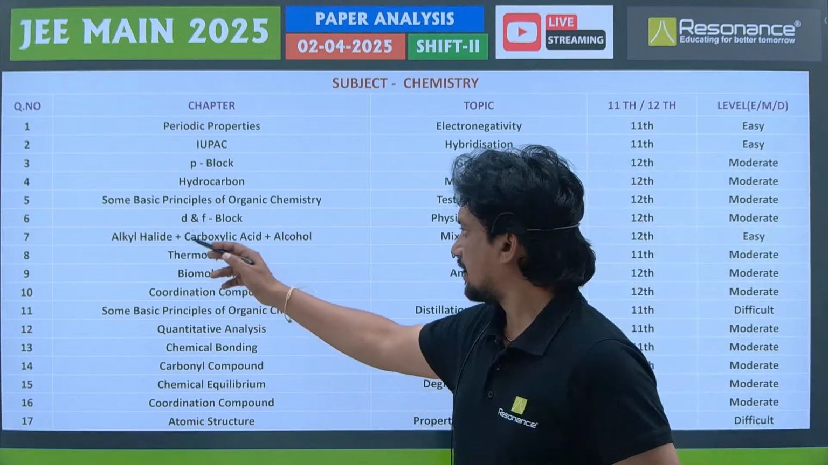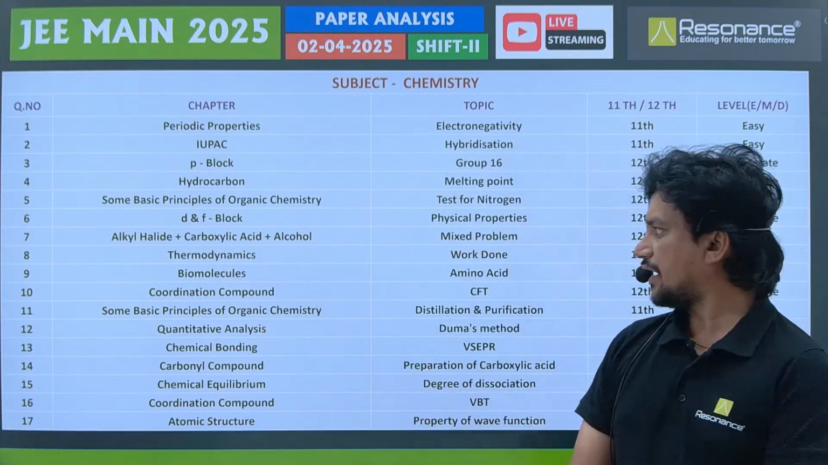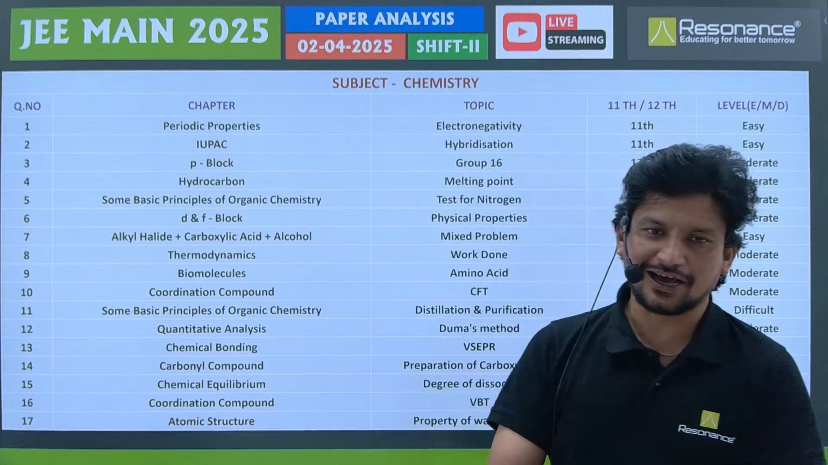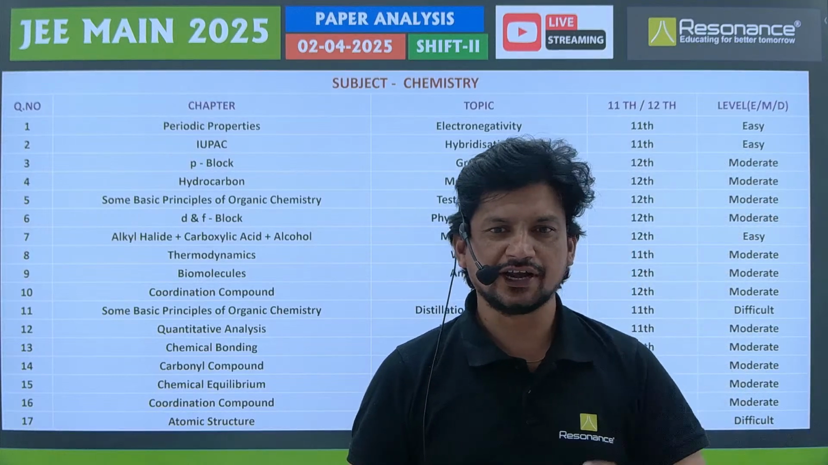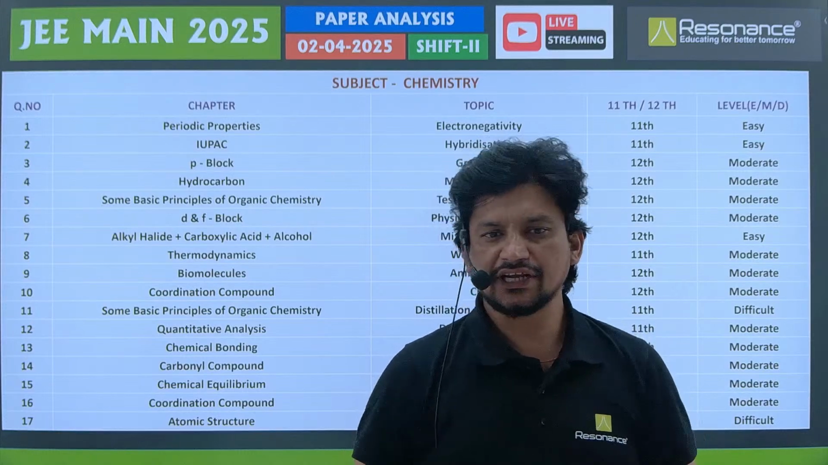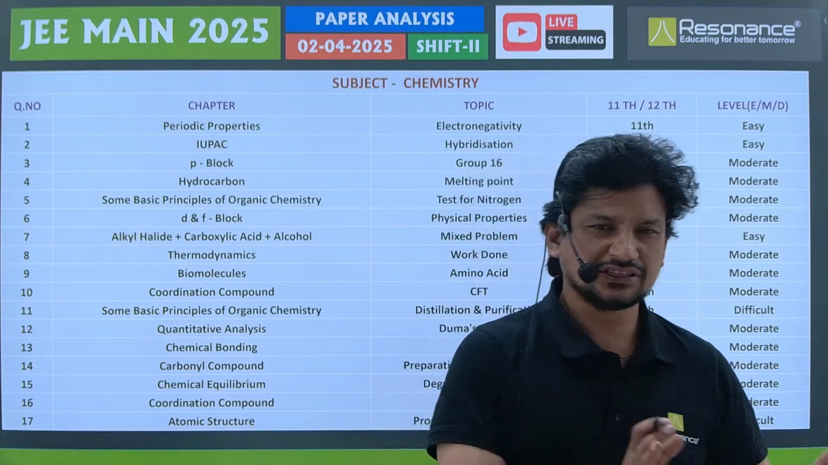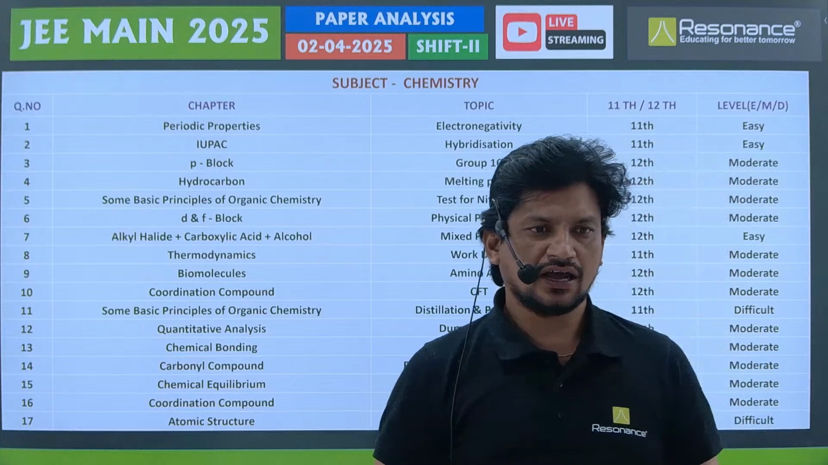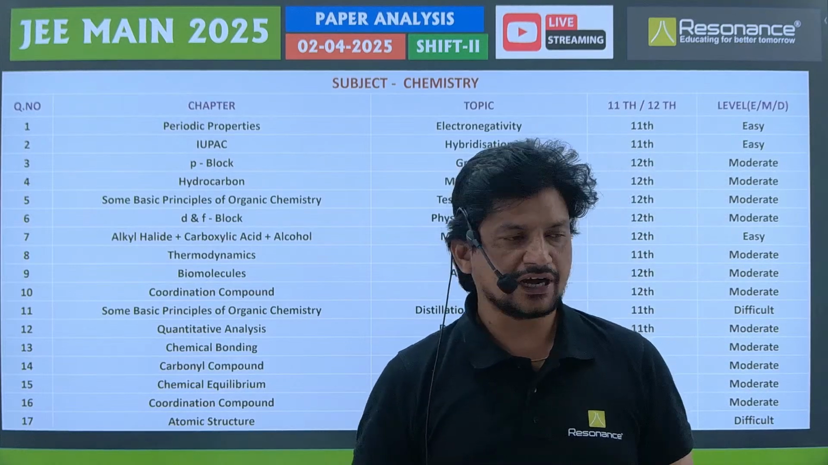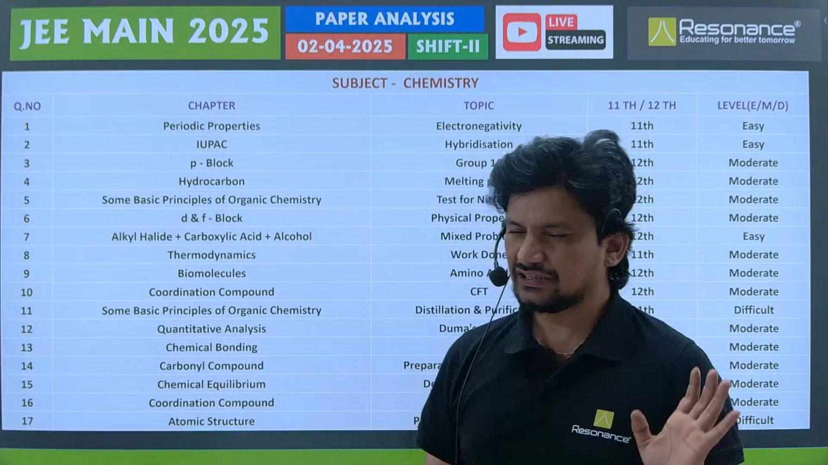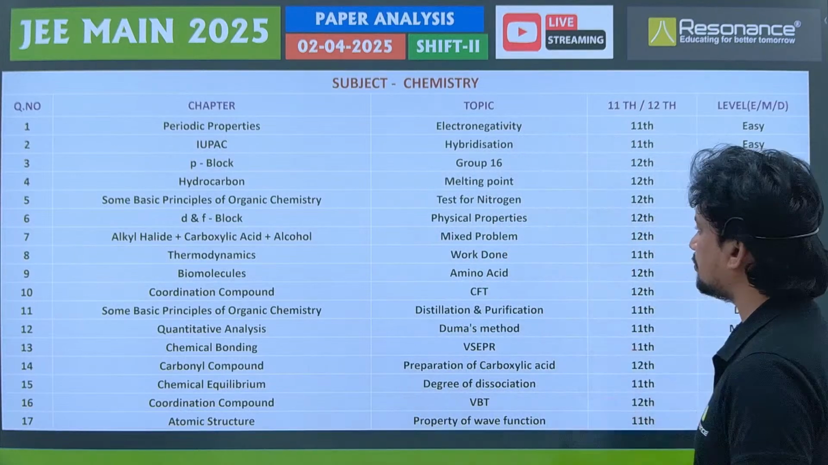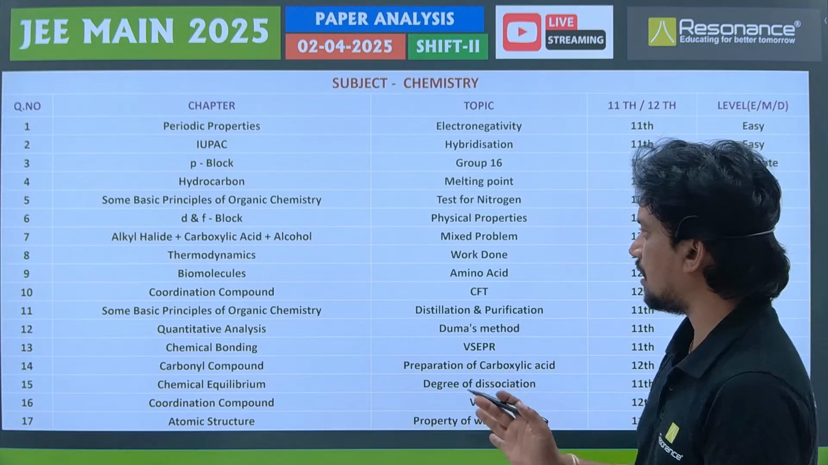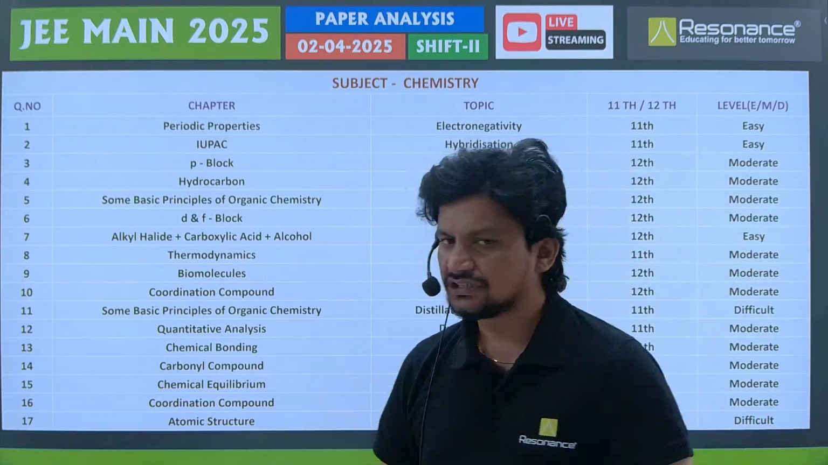And they gave a question from alkyl halide, carboxylic acid, alcohol. They gave the named reactions: Wood's reaction, Fittig reaction, Lucas reagent test. All these questions they gave. This is very, very important. Generally, this is a repeated question in JEE Main, and we can say it is a very easy question. Okay, easy question. It is a mixed problem. They gave it from alkyl halides, carboxylic acids, alcohols.